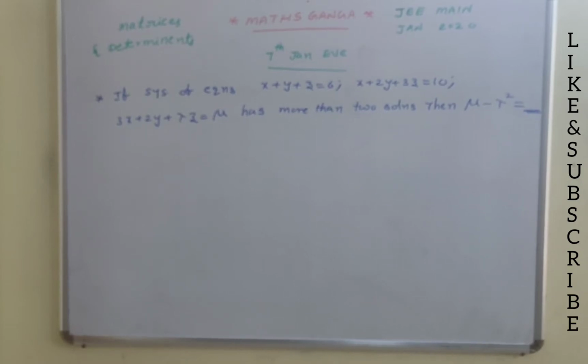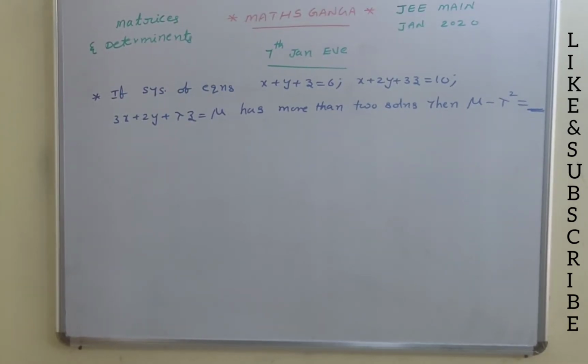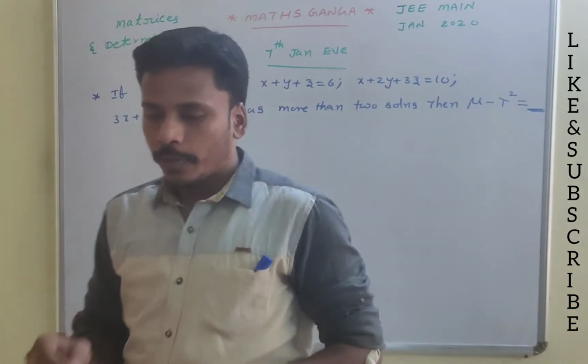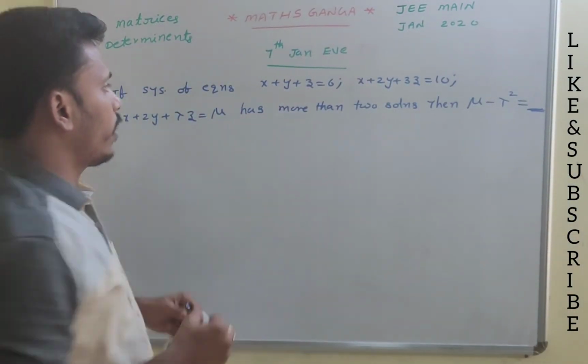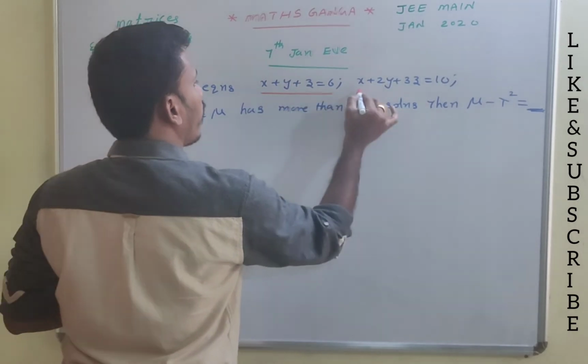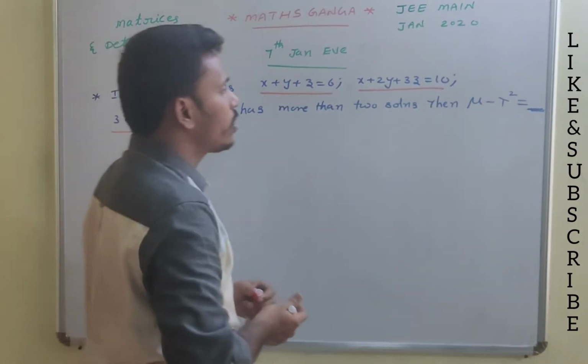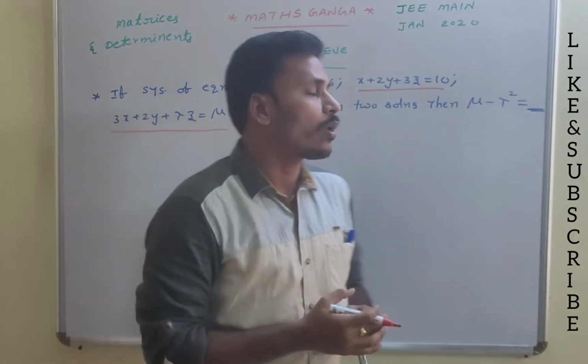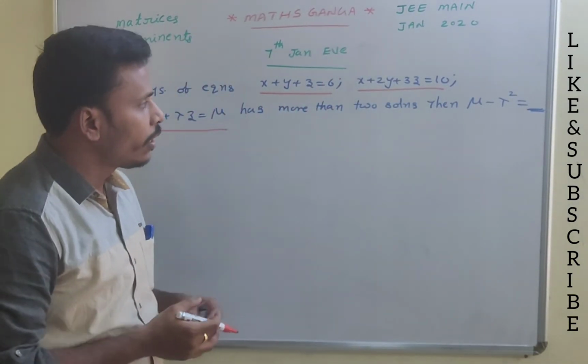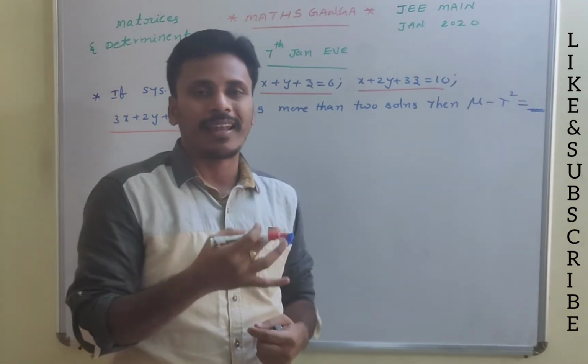Now look at the second question from the 7th January evening session. See what the question is. If the system of equations, 3 equations are there: x plus y plus z is equal to 6 is one equation. x plus 2y plus 3z is equal to 10 is the other equation. And 3x plus 2y plus lambda z is equal to mu is the third equation. These 3 equations have more than 2 solutions. Then we need to find mu minus lambda square.